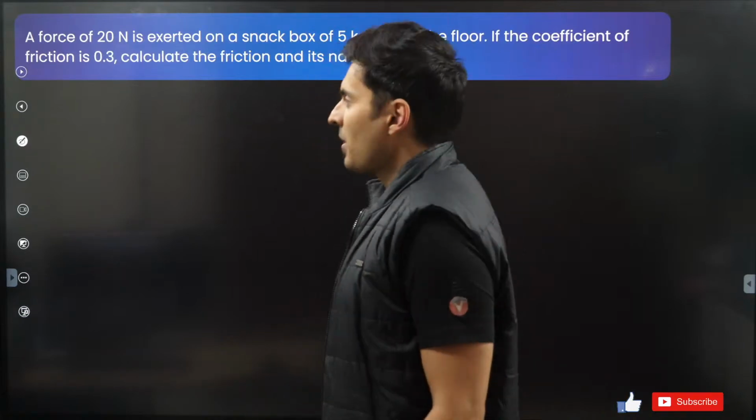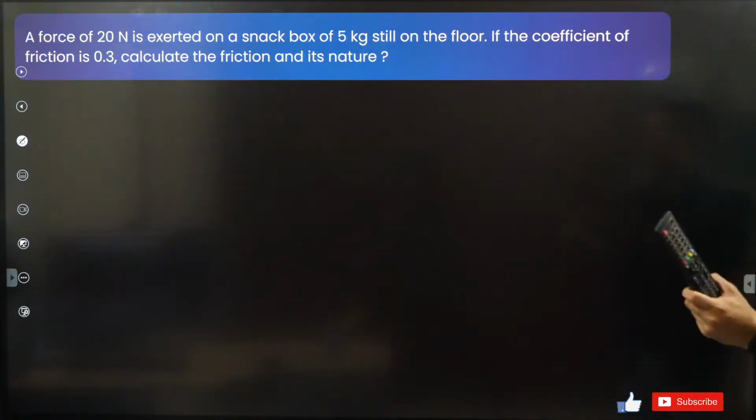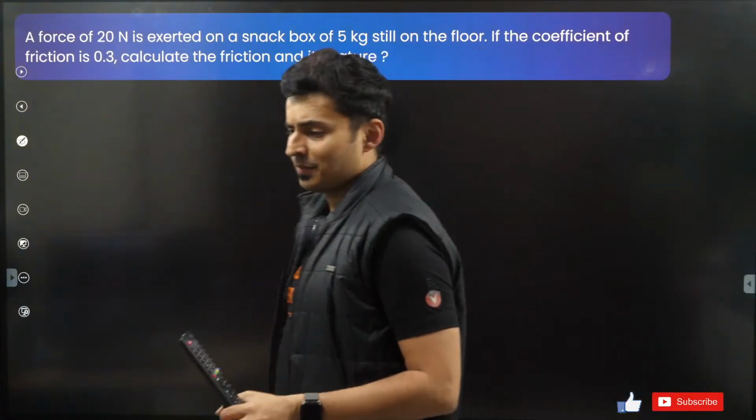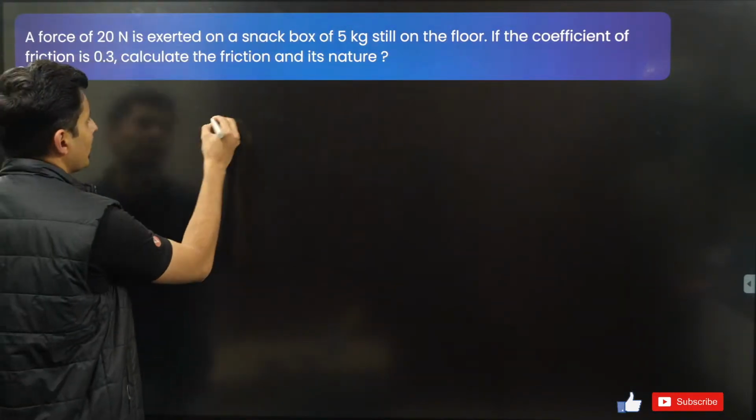That's the problem. Okay. A force of 20 Newton is exerted on the snack box of 5 kg still on the floor. Coefficient of friction is given. Calculate the friction and its nature. Okay, let's try to understand the question over here.